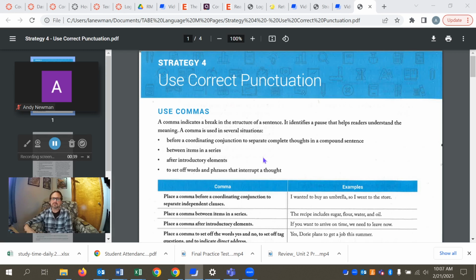So use correct punctuation. And as I said, this lesson today is about commas. A lot of different uses for those. A comma indicates a break in the structure of a sentence. It identifies a pause that helps readers understand the meaning. A comma is used in several situations. Before a coordinating conjunction to separate complete thoughts in a compound sentence.